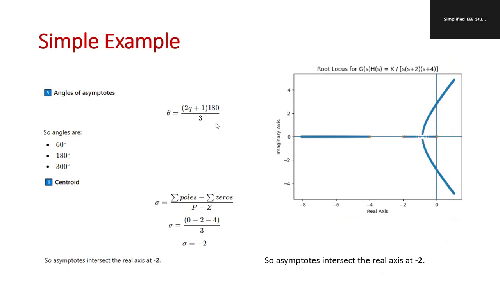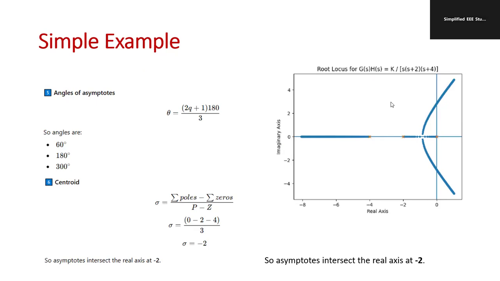Then the angle of asymptote is (2q plus 1) or (2k plus 1) into 180 by 3, so we got 3 angles. Centroid is equal to summation of poles minus summation of zeros by number of poles minus number of zeros. We got sigma equal to minus 2. You have to mark accordingly. Then the asymptotes intersect at the real axis at minus 2. That also I need to mark.